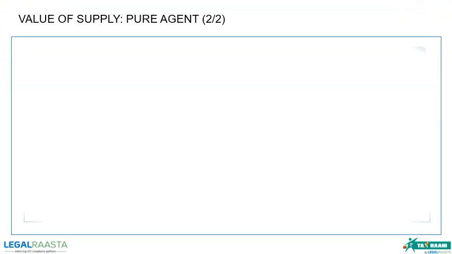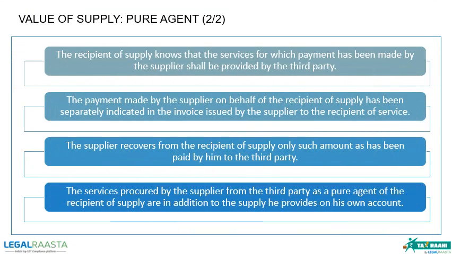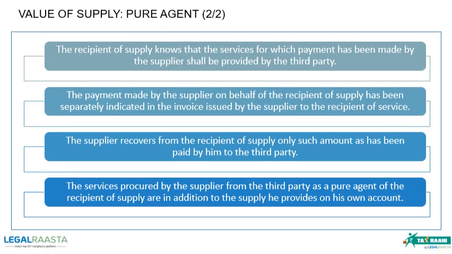The recipient knows that the services for which supplier has done the payment shall be provided by the third party. Payment made by the supplier on behalf of the recipient has been separately indicated in the invoice. Supplier recovers from the recipient only that amount which has been paid by him to the third party, and the services procured by the supplier from the third party as an agent of the recipient are in addition to the supply he provides on his own.